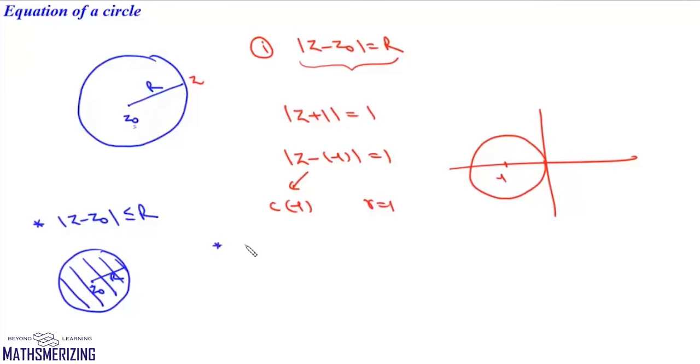And if the condition is mod of z minus z0 is greater than or equal to r, then in that case it represents all the points on the circle with center z0 and radius r, and the points lying outside this circle.